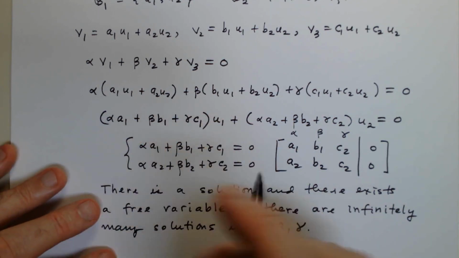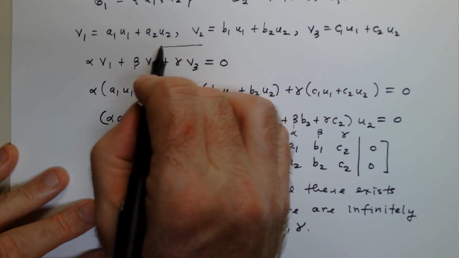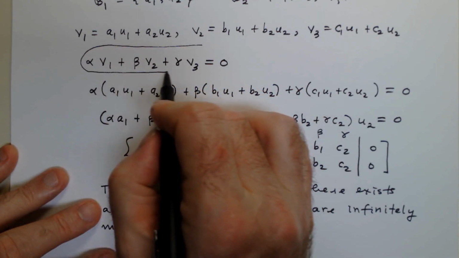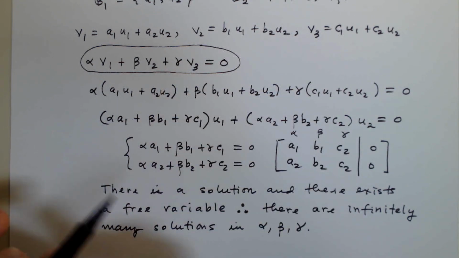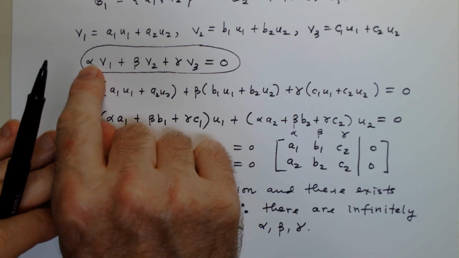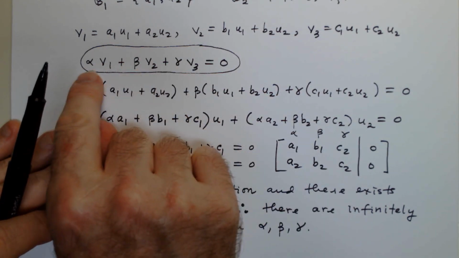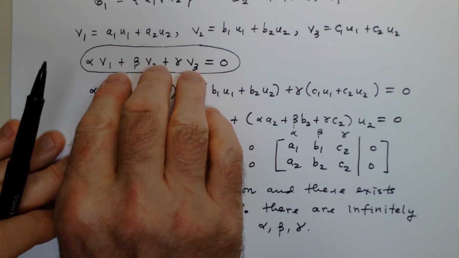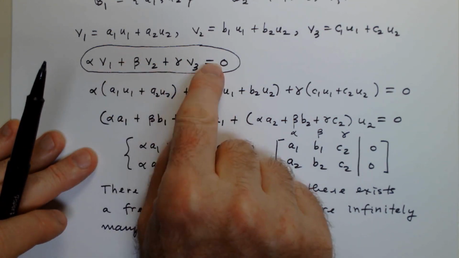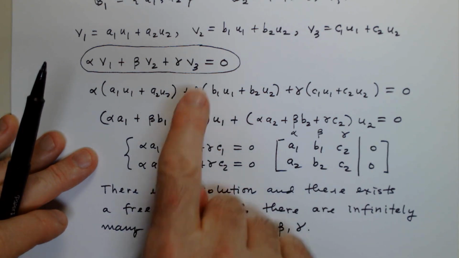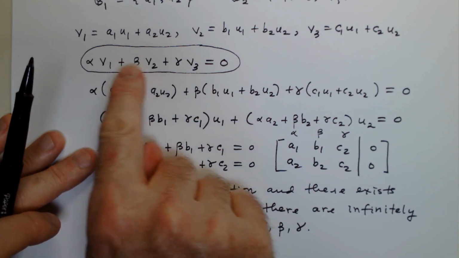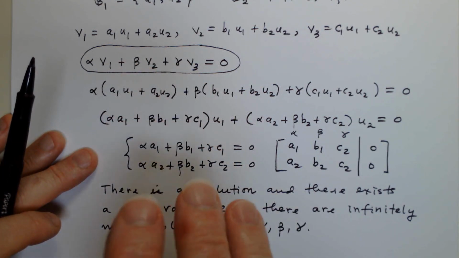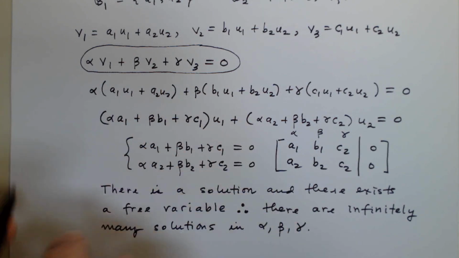Now, in particular, what that means, let's go back to where the story began. It began back here with this homogeneous equation. What we're saying is that there are infinitely many choices of alpha, beta, and gamma that make this left-hand side equal to the zero vector. And what that means is that v1, v2, and v3 are linearly dependent.